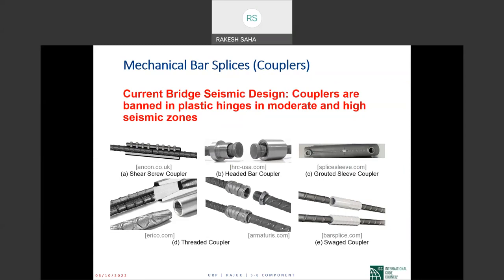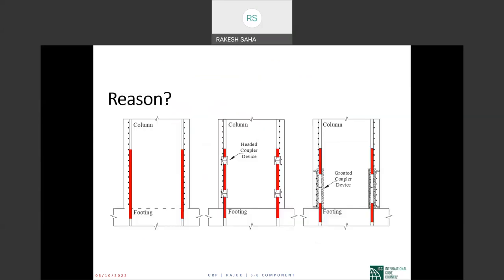Now, there's a variety of couplers that are out there. They have been used for non-seismic applications for a long time to different extents. The one on the upper left, you see a shear screw coupler. Then we have headed bar couplers. The grouted sleeve coupler is another common, popular type of coupler. There are threaded coupler types. There's a variety among them. Also, there are swage couplers. These are just some of the more common couplers that are available on the market.